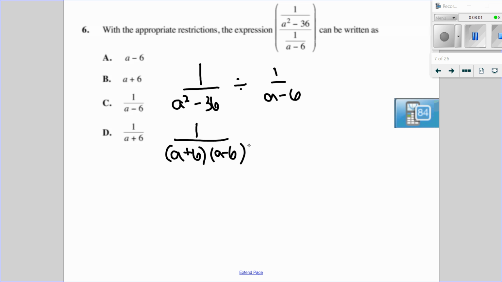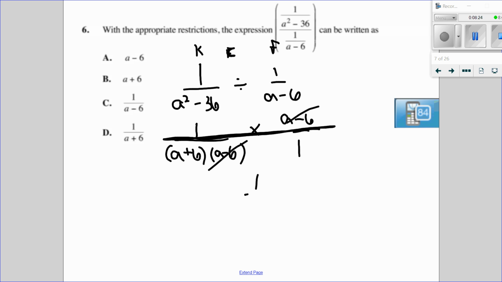Now for division, I keep my first fraction the same. I change this to multiplication, keep Chewbacca the fly. I flip the second fraction. Okay, so in doing that, now that I'm multiplying, I can make it one big fraction because I'm multiplying, and then look for common factors like a minus 6, and then I'm left with 1 in the numerator and a plus 6 in the denominator. So the answer would be D.